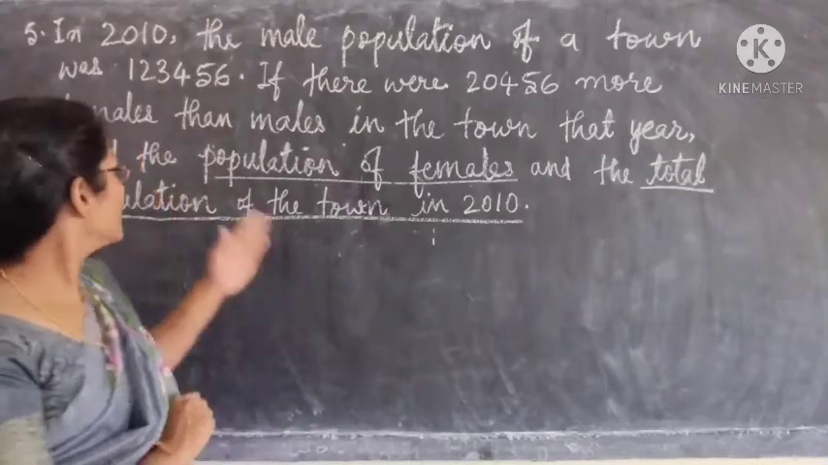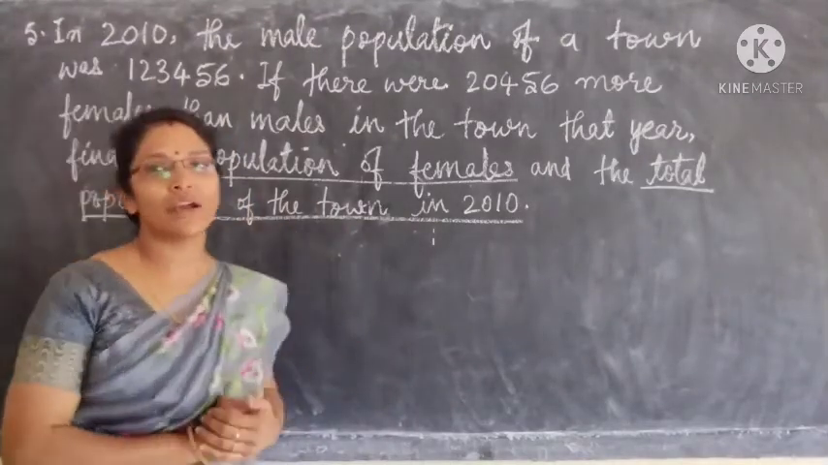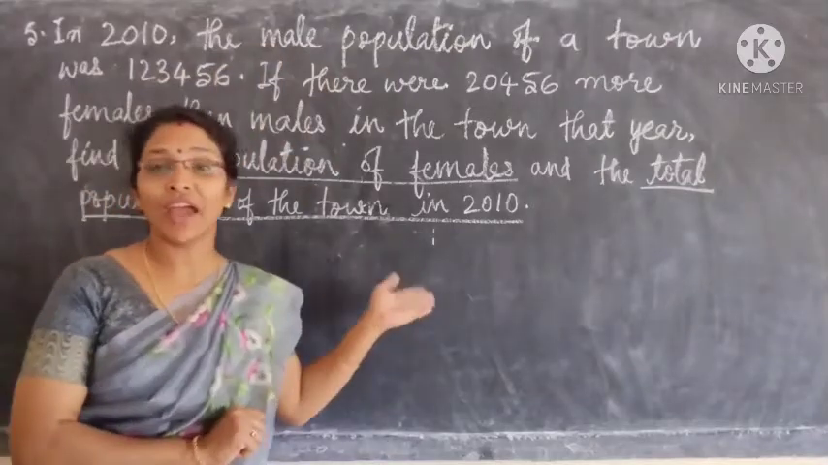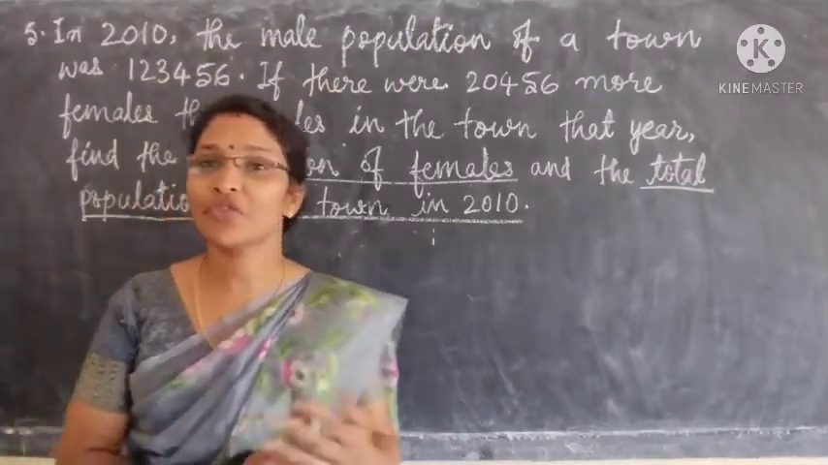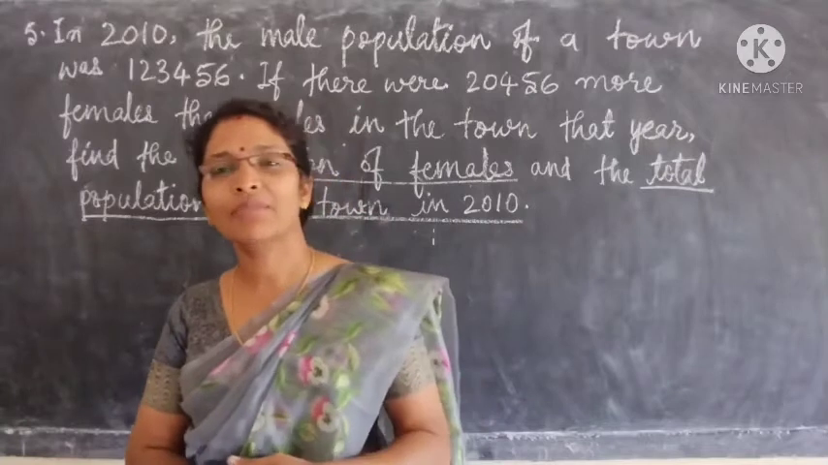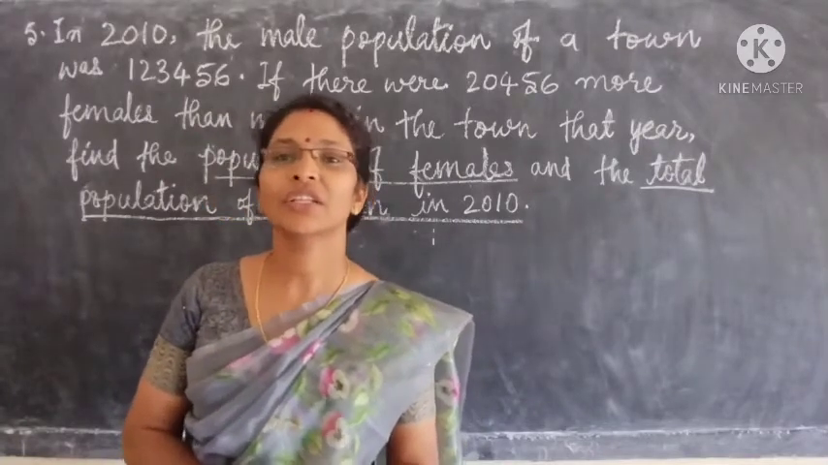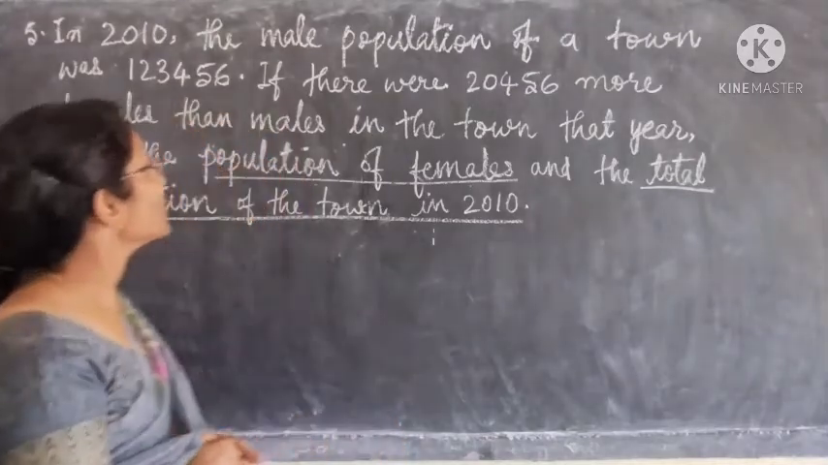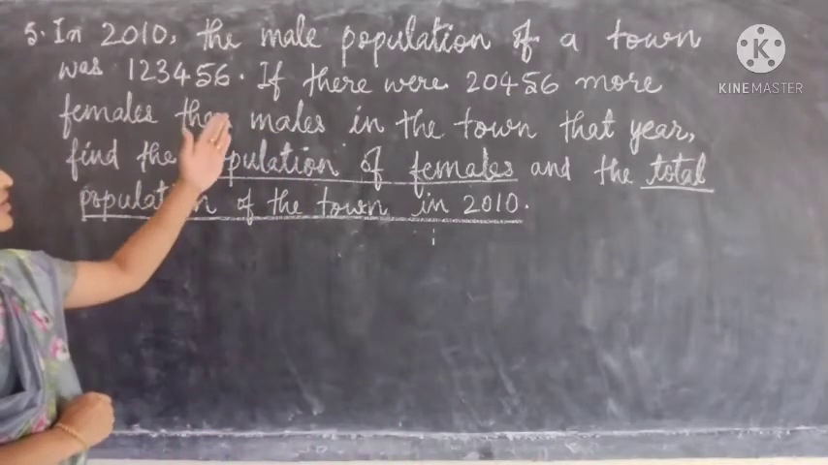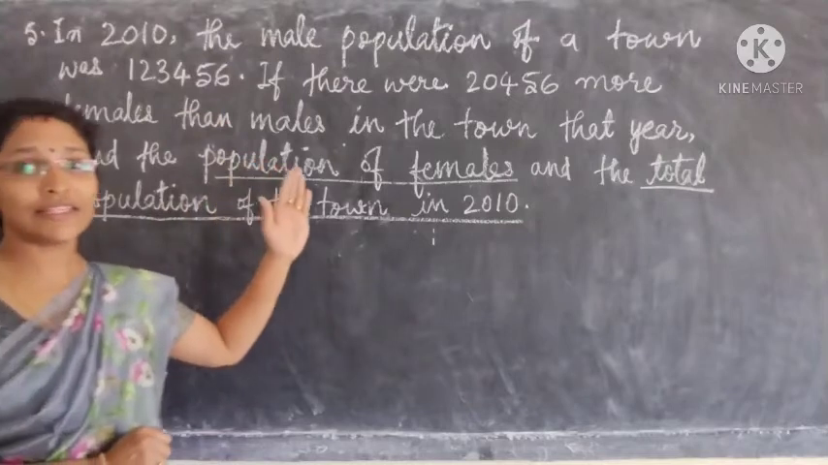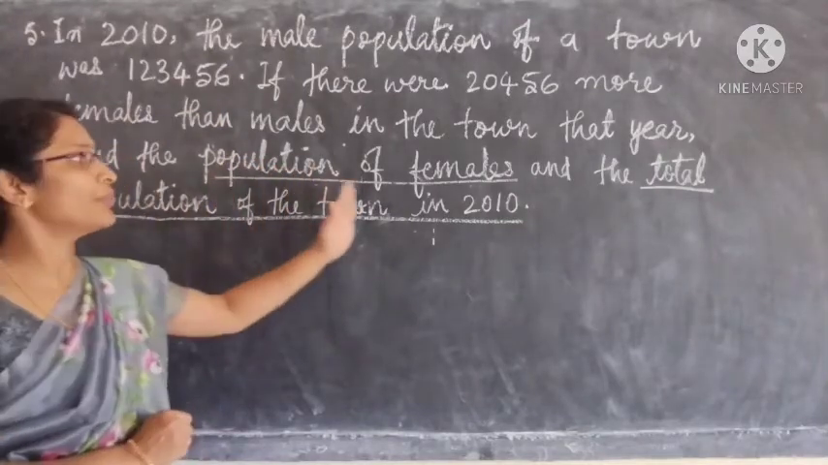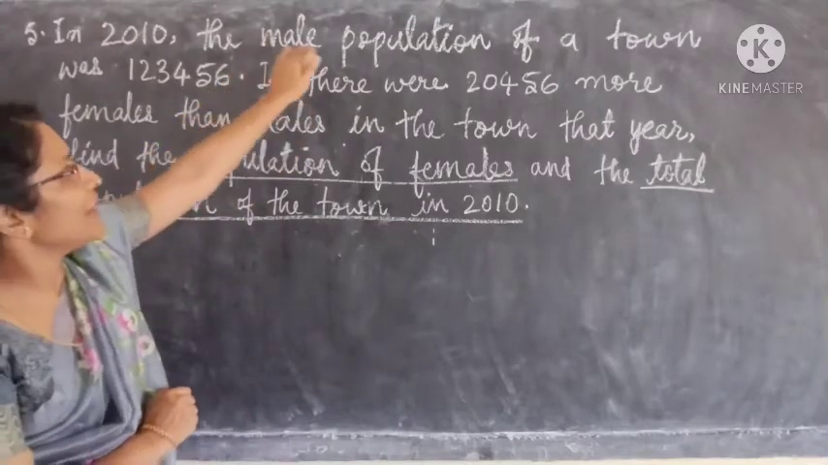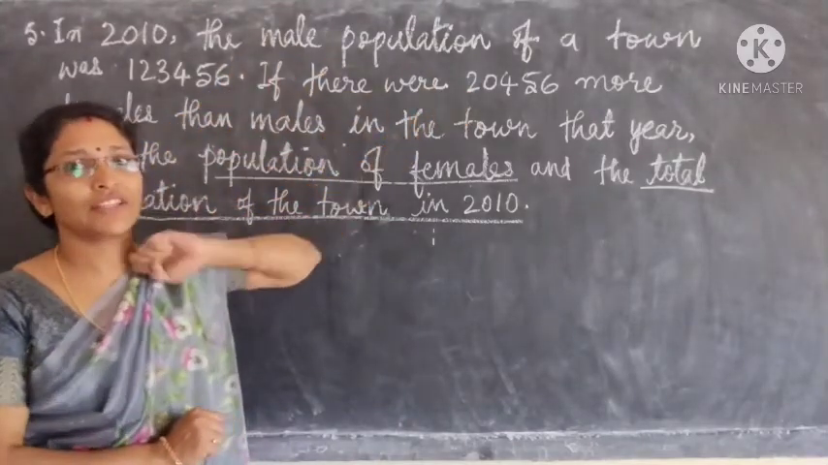Now, the next question is the total population of the town. We know the male population and we have found out the population of females. Then when you add both of them, we will get the total population of the town. How can we write the statements now? First statements, whatever we are writing, will be for finding out the population of females. Then first we can write the male population of a town.